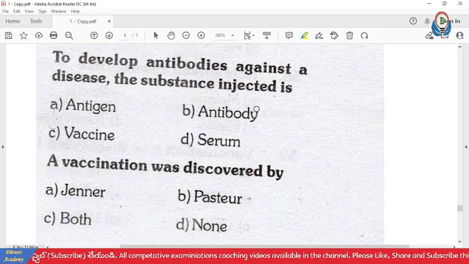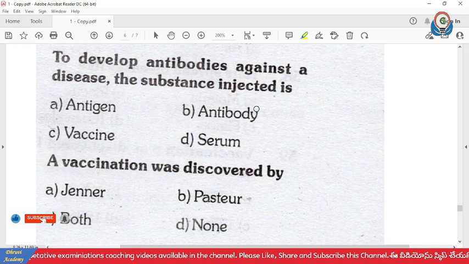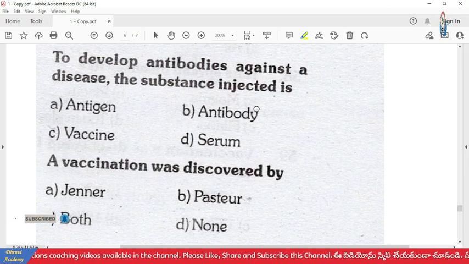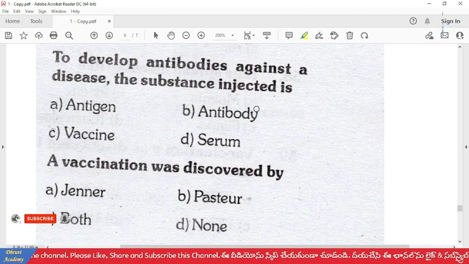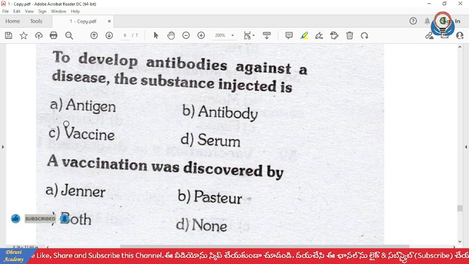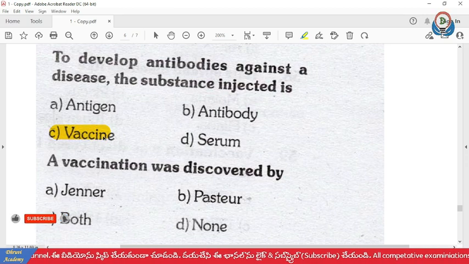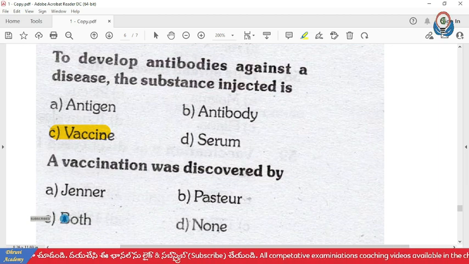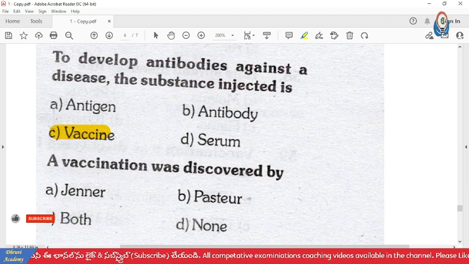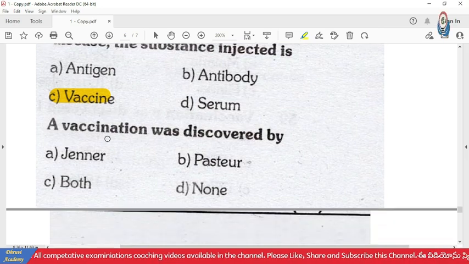To develop antibodies against a disease, the substance injected is: A, antigen, or B, antibody, or C, vaccines, or D, serum? To develop antibodies, for example when Covid-19 came, we took the vaccine. To fight against the disease, we get the vaccine injected by doctors. So the answer is vaccine.